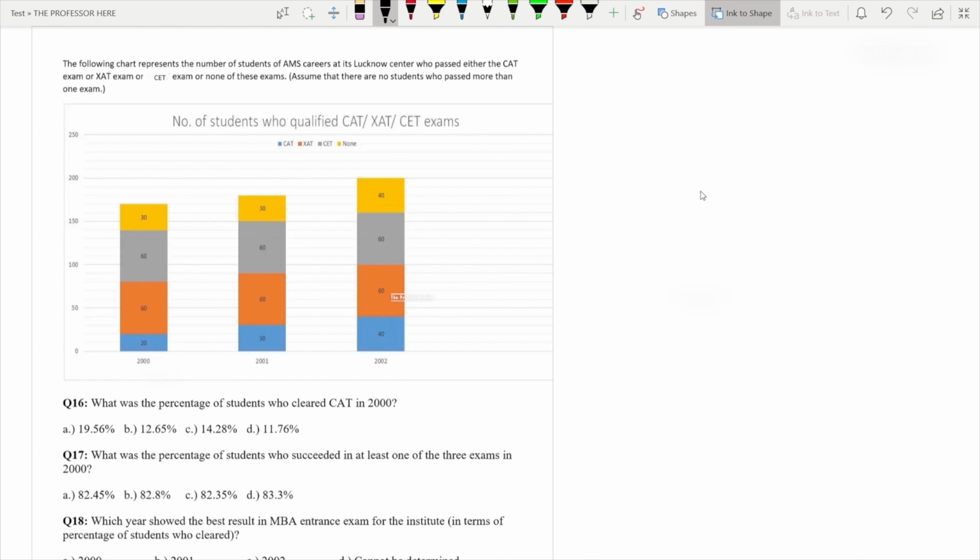Question number 16. What was the percentage of students who cleared CAT in 2000? The blue color represents CAT. There are 20 students who qualified for CAT. And the total number of students in 2000 is 170. So 20 divided by the total number of students, which is 170, into 100. So 200 divided by 17. That gives 11.7. So the answer is 11.7, option D.